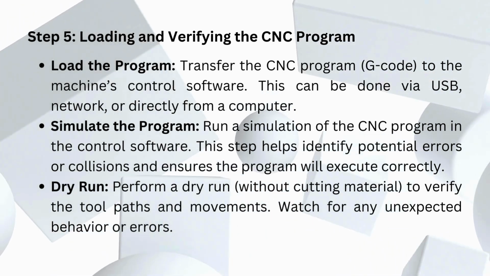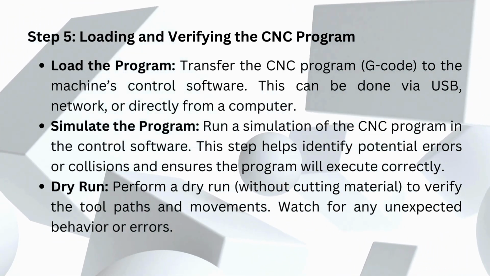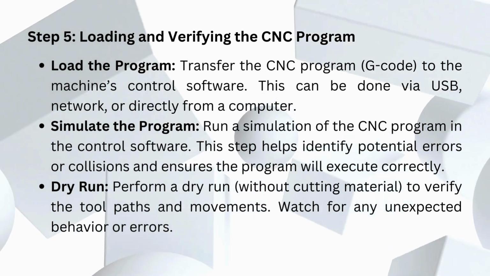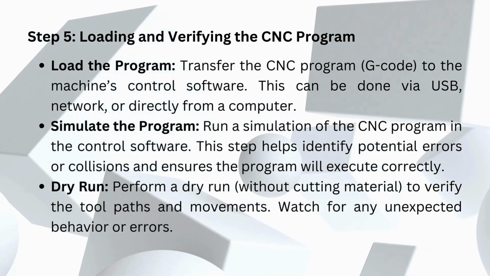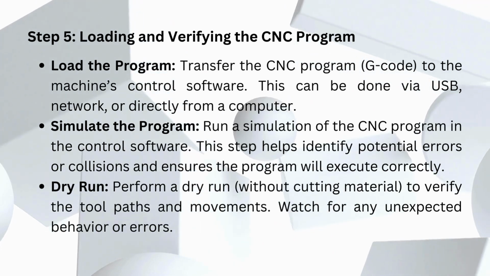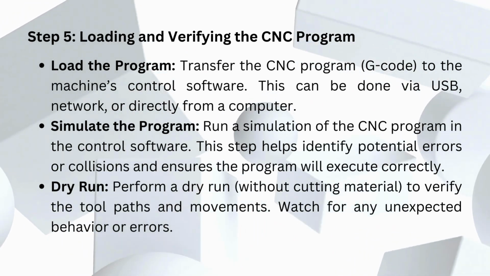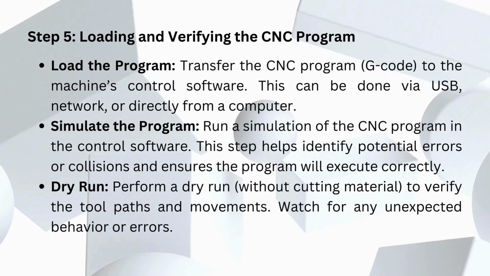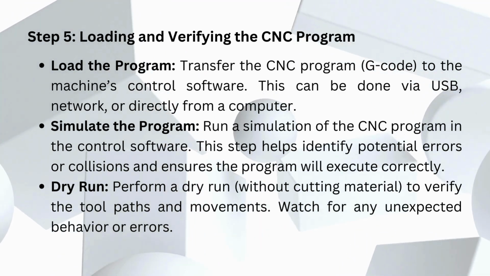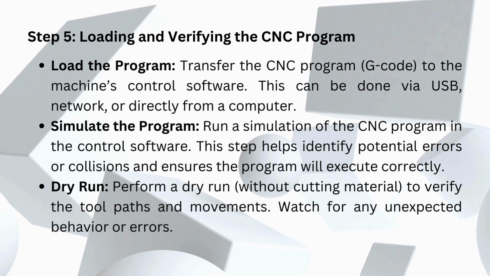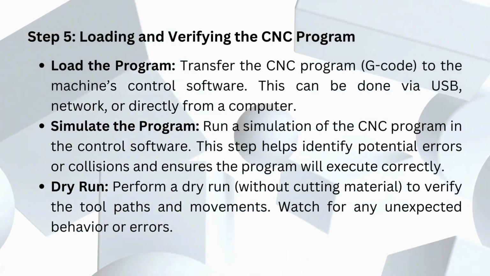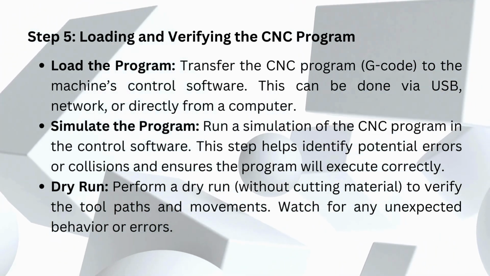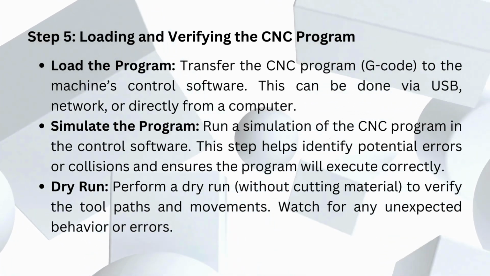Step 5. Loading and verifying the CNC program. Load the program. Transfer the CNC program, G-code, to the machine's control software. This can be done via USB, network, or directly from a computer. Simulate the program. Run a simulation of the CNC program in the control software. This step helps identify potential errors or collisions and ensures the program will execute correctly. Dry run. Perform a dry run without cutting material to verify the tool paths and movements. Watch for any unexpected behavior or errors.